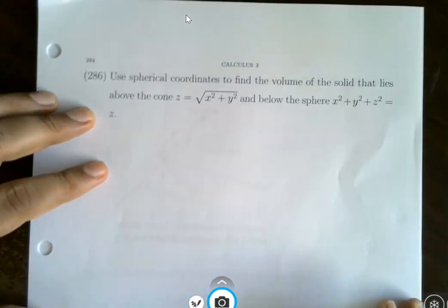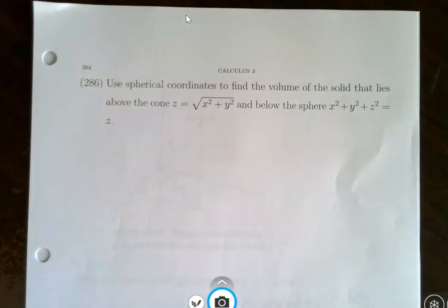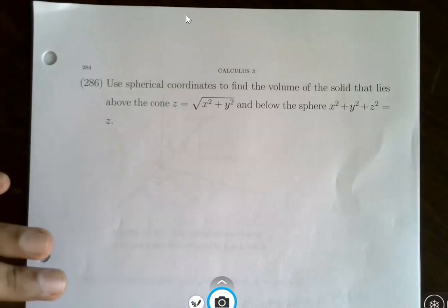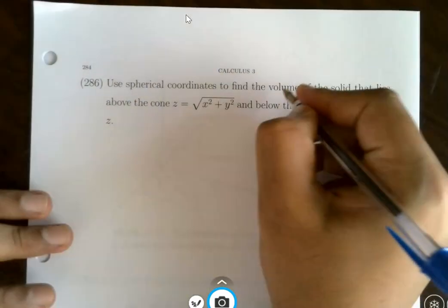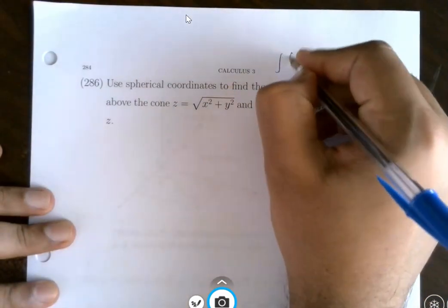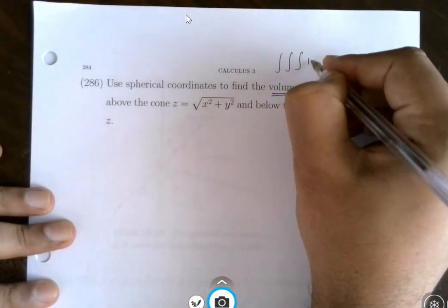Let's take a problem and work on it. Use spherical coordinates to find the volume of the solid that lies above the cone z equals square root of x squared plus y squared, and below the sphere x squared plus y squared plus z squared equals z. First of all, we are finding the volume. If you're finding the volume, your integrand should be 1.